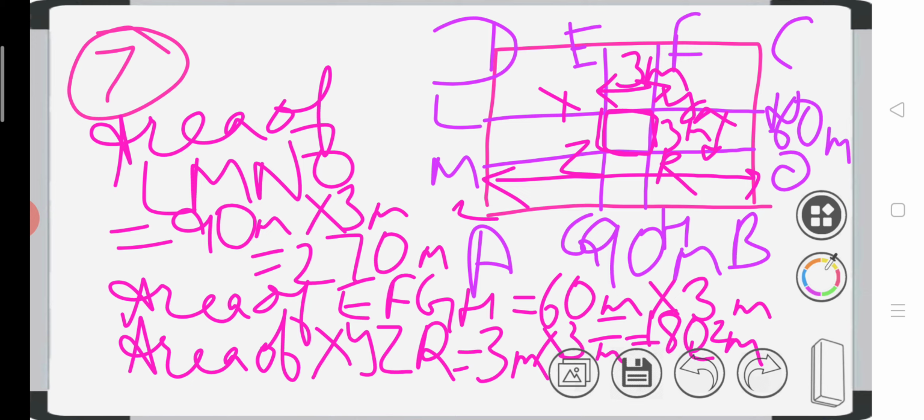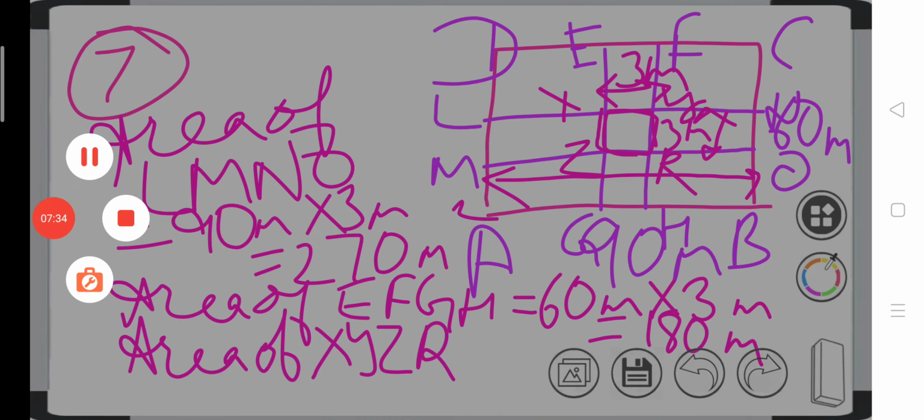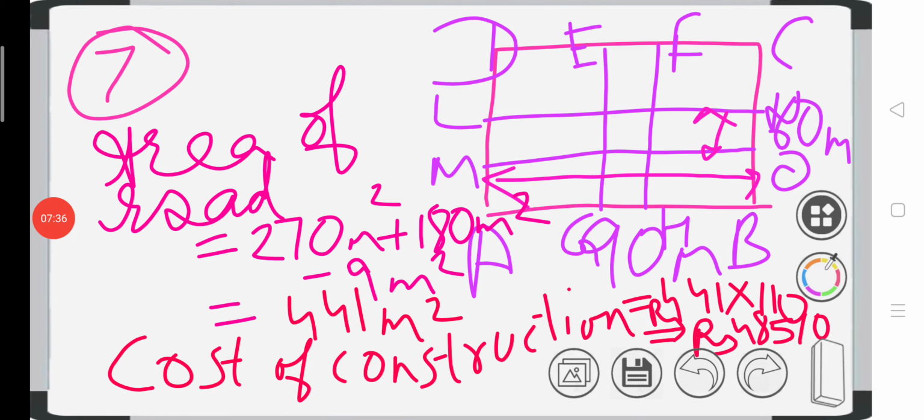So first of all we will add the area of EFGH with area of LMNO, and then we will subtract the area of XYZR to calculate the area of road. So area of road will be 270 meter square plus 180 meter square minus 9 meter square. It will come out to be 441 meter square.